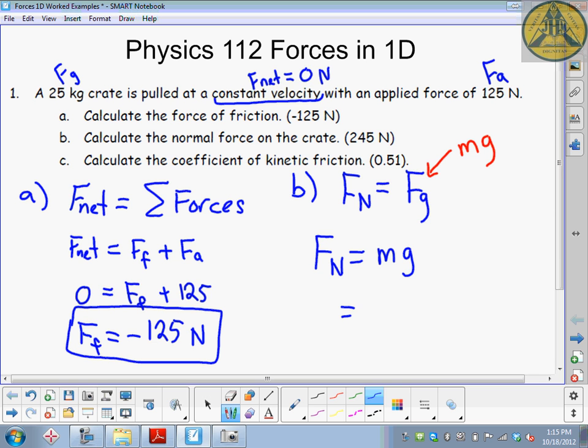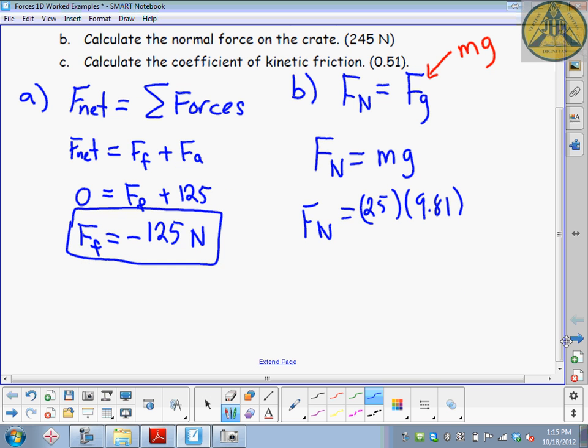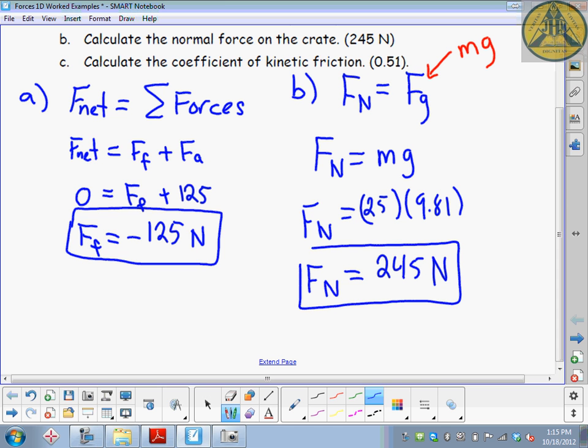So there's where the 25 comes in, and 9.81 for our gravity, and that gets you 245 newtons. There we go, 245. And that's an upward direction if we needed that information from the ground.